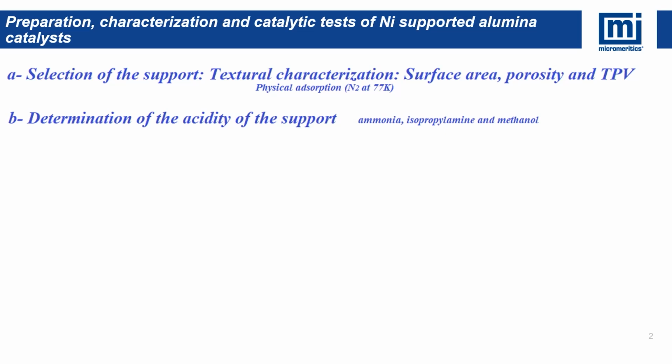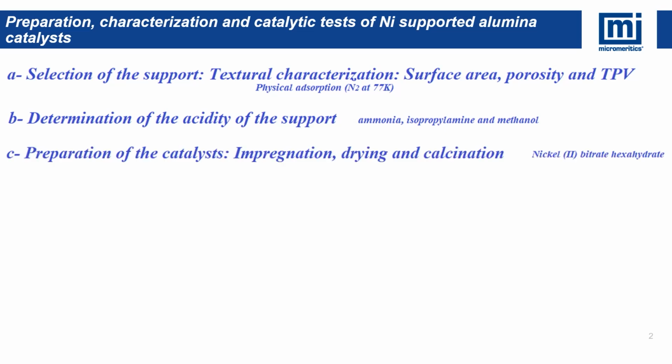And well, in the case of ammonia, I would say that ammonia can be done very easily because it's a gas. But the isopropylamine is a liquid, so you have to have a system that can evaporate the isopropylamine to saturate the sample. And the last one is the methanol. The methanol is also a method to measure the acid sites, the basic sites, and the redox sites on the support. Later on, we're going to see all these techniques used with examples, so it can be very clear how to determine the acidity of the support.